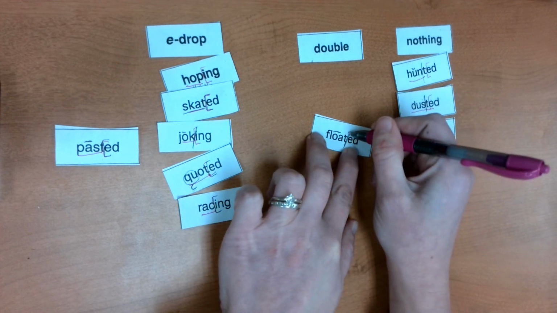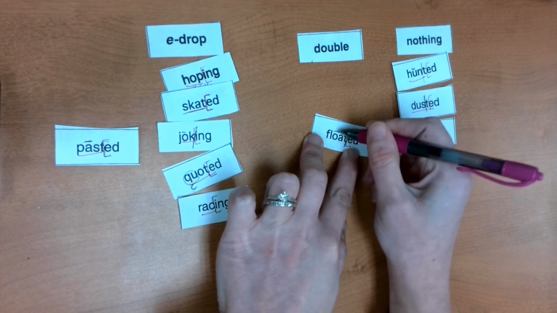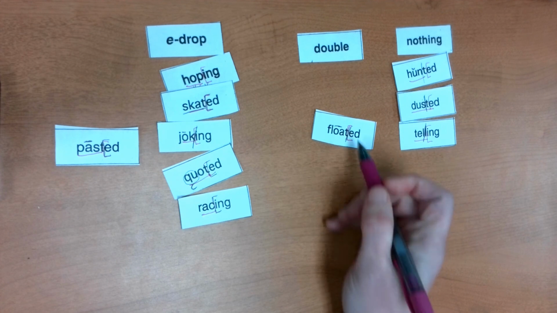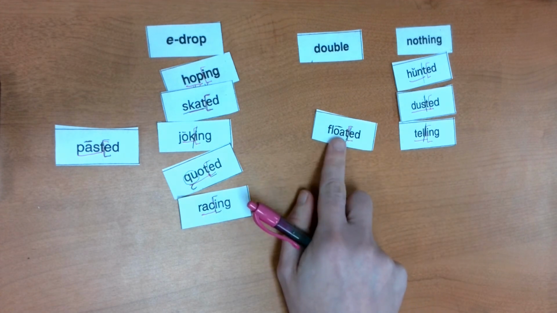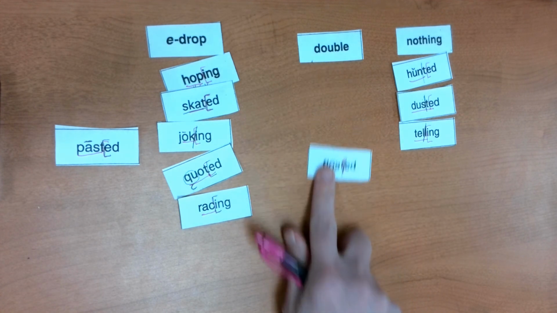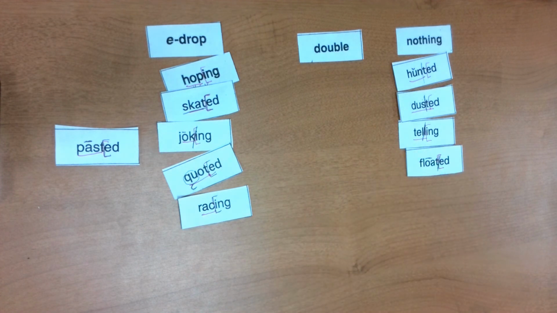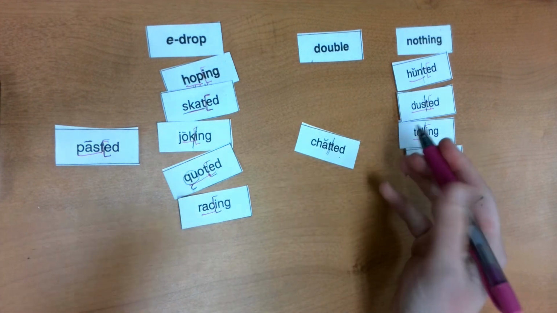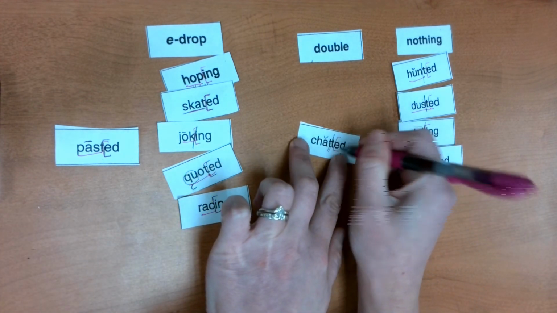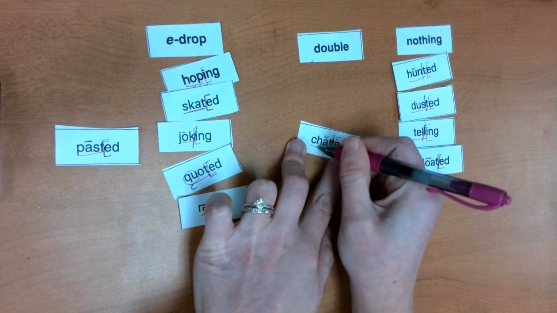Floated. Chop off that ed suffix. See, they've got a long vowel sound with that OA, so no reason to double and keep anything short. Again, a nothing. Let's look at chatted. I'm going to chop off that ed suffix. Take a look at that base word.